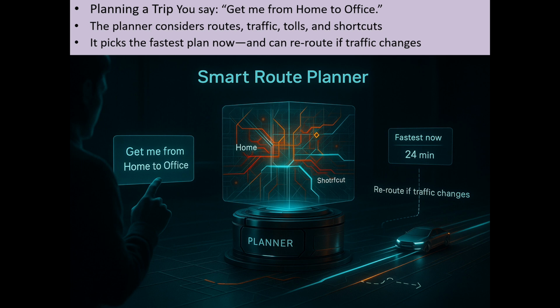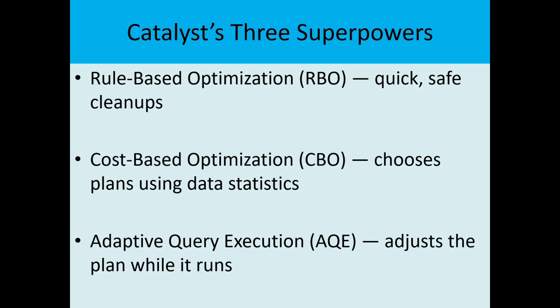So Catalyst optimization here, what I mean to say, its work does not stop once you have started. Even while your job is running, it will keep working and always try to find and plan a better way to process your data. So Catalyst has three superpowers. RBO, that we call rule based optimization.